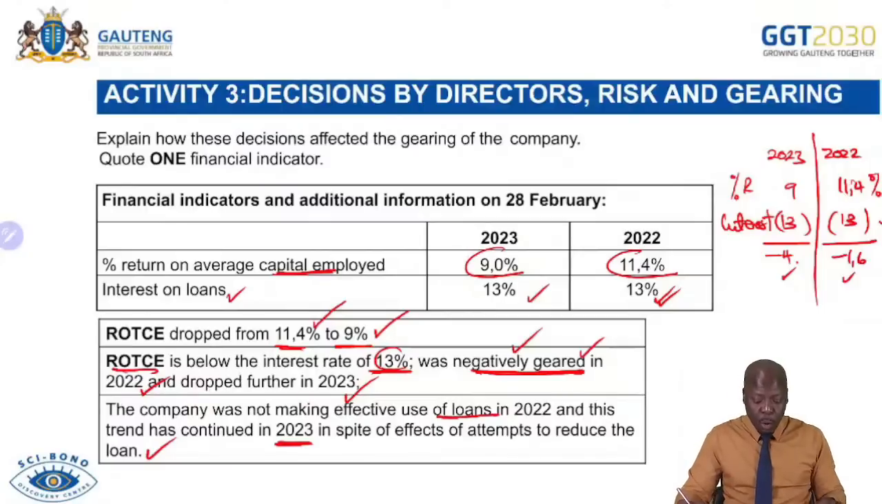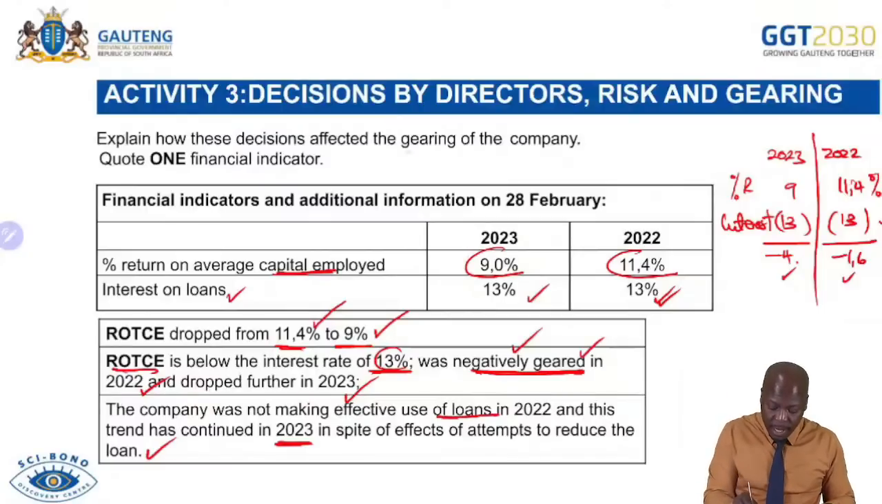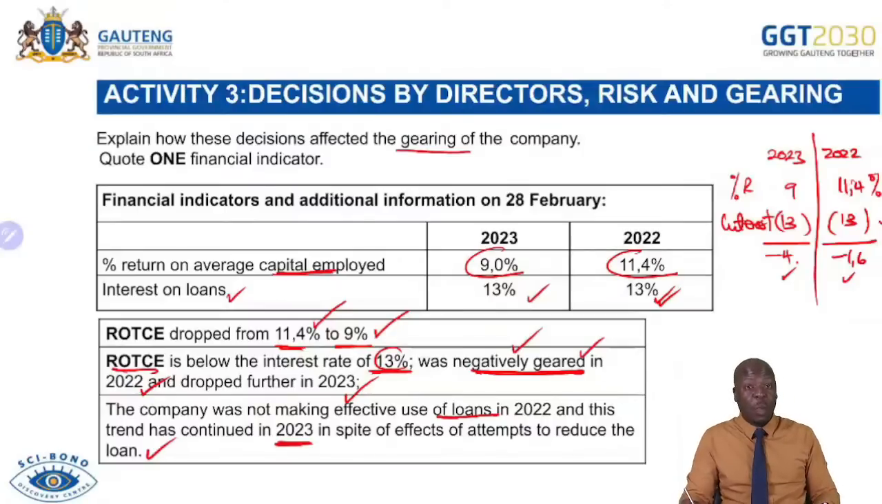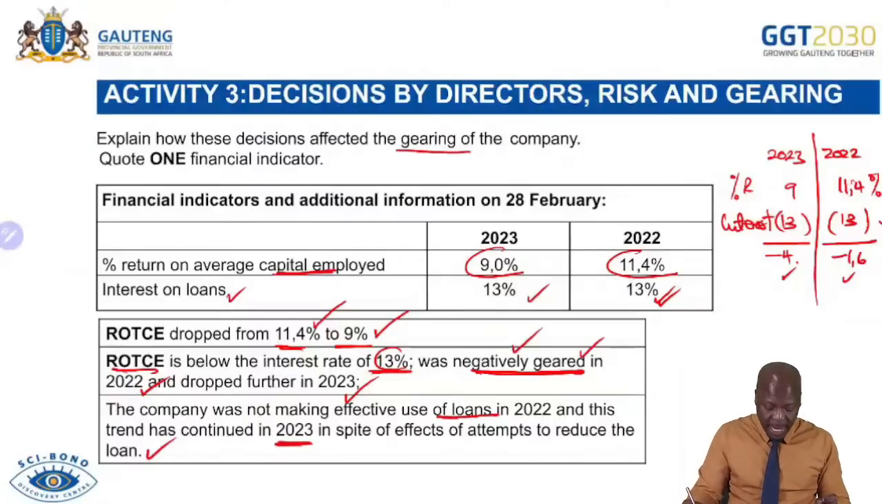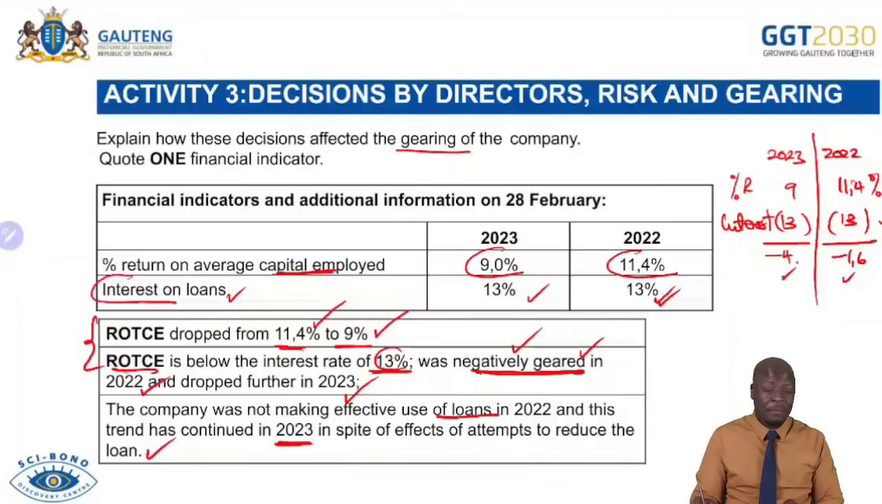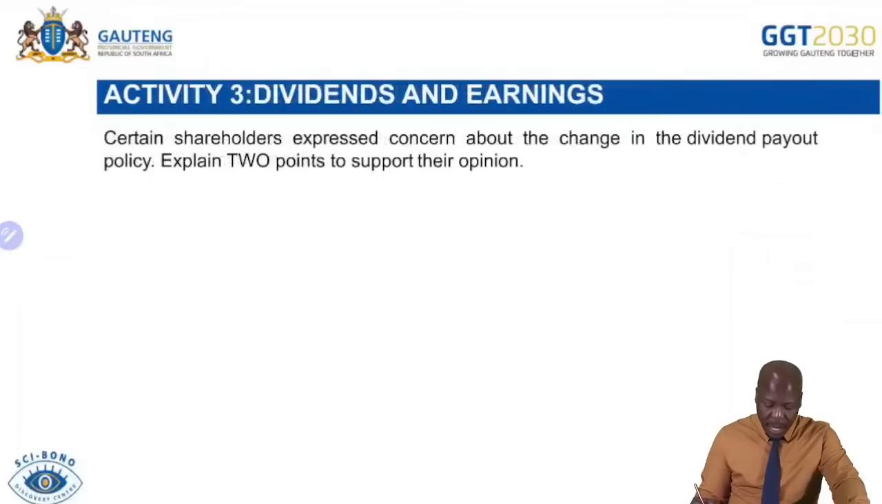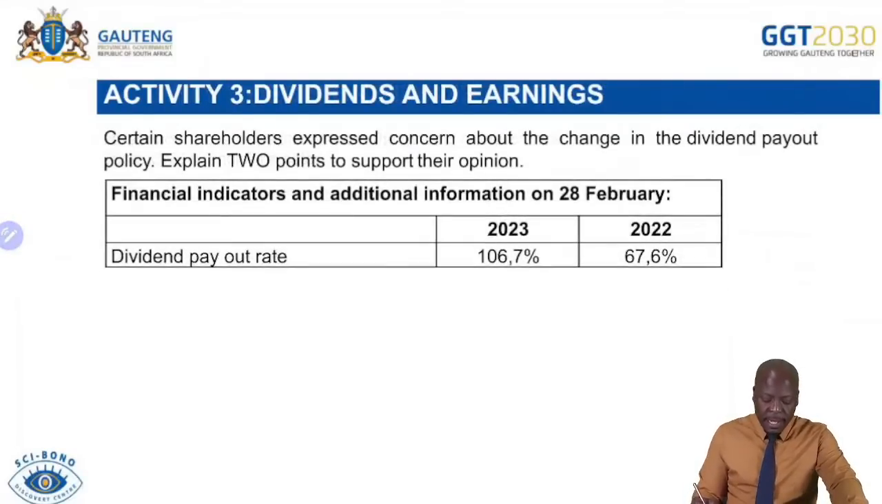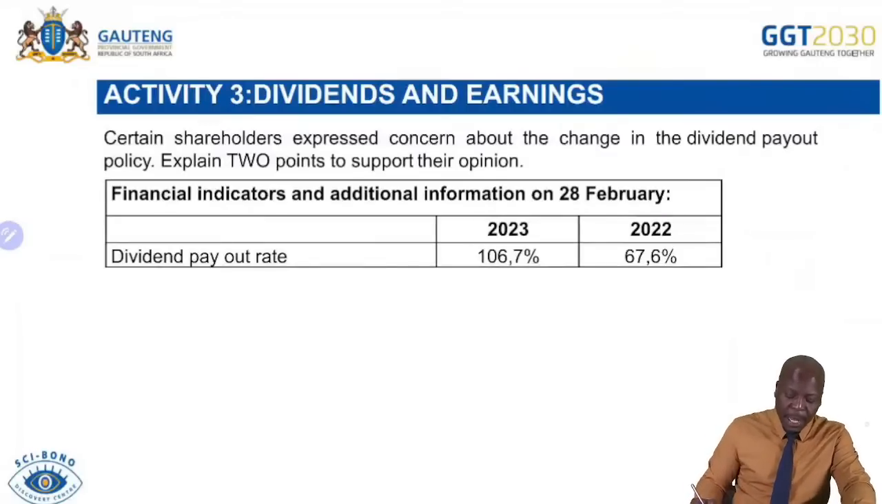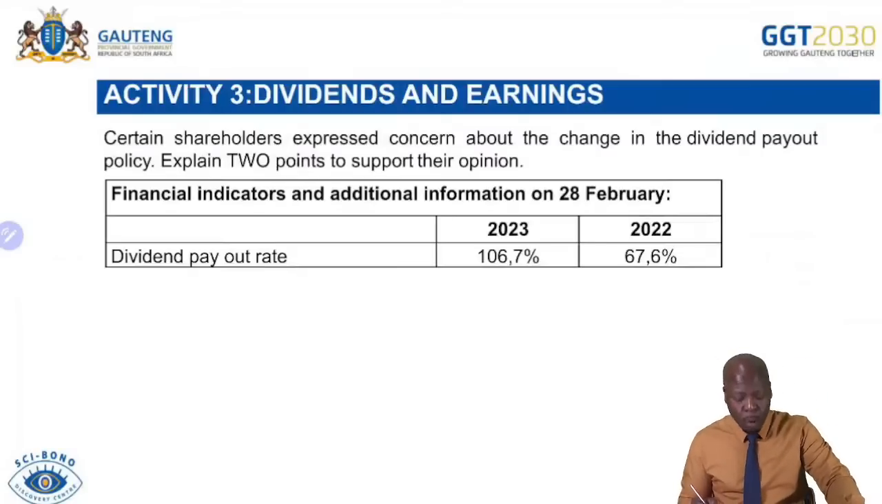All right, so this is how we would then comment on the gearing of the company. And we had to quote one financial indicator, that is your ROTCE. But remember, for you to explain the positive or negative gearing, you also need to include your interest on loans. Okay, I'm gonna move on to the next question. And the next question has to do with dividends and earnings. It says, certain shareholders express concern about the change in the dividend payout policy. Explain 2 points to support their opinion.